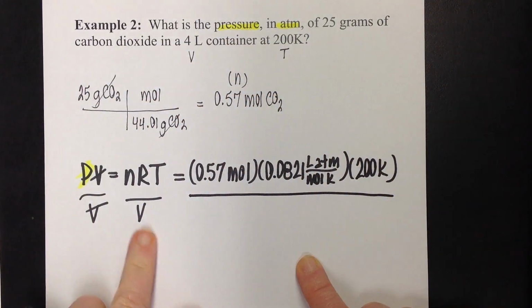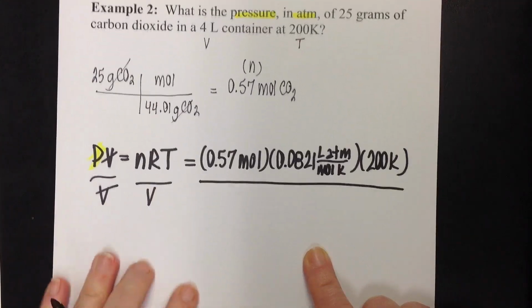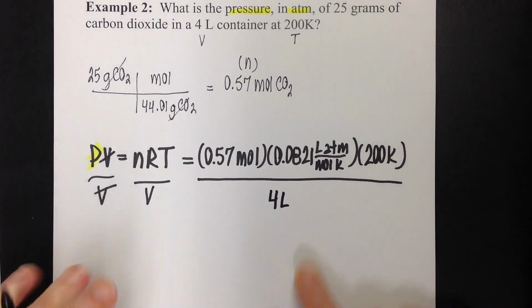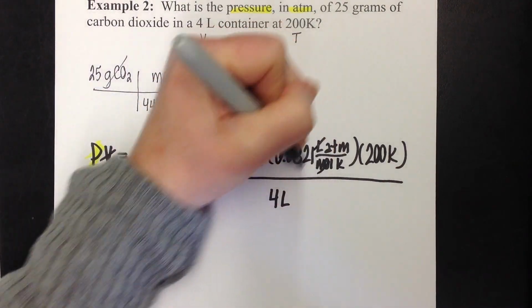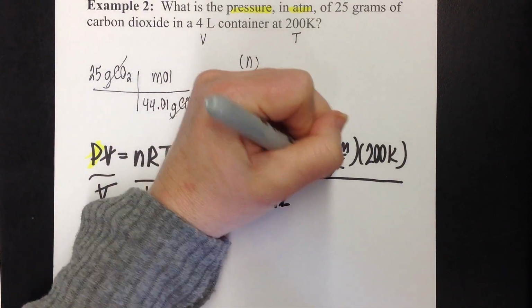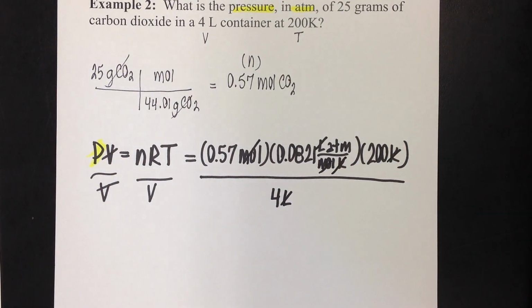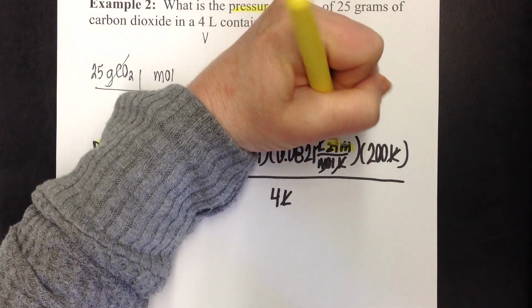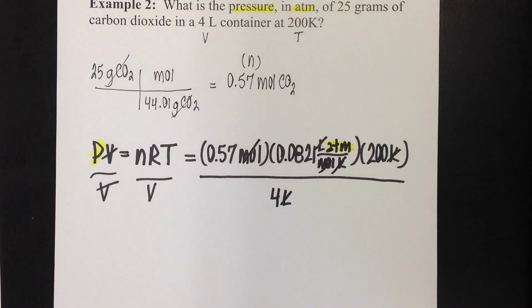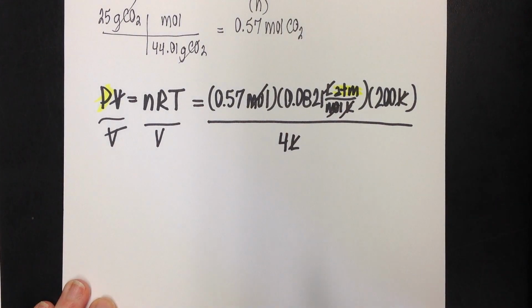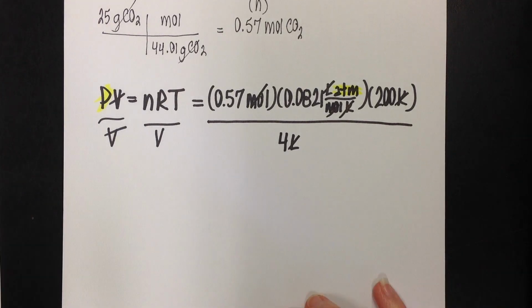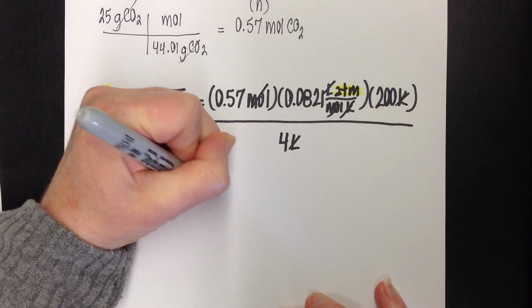That whole thing is divided by the volume that they gave me in the problem, which happens to be 4 liters. So let's make sure that everything cancels. Moles are canceling there. Liters are canceling. Kelvins are canceling. And the only unit that I am left with is atmospheres, which I know is a measurement for pressure. That's exactly what I'm looking for. So now it's time just to put everything in the calculator. You're going to multiply everything on the top together, hit equals, divide that by 4, and you should be getting 2.34 atmospheres.